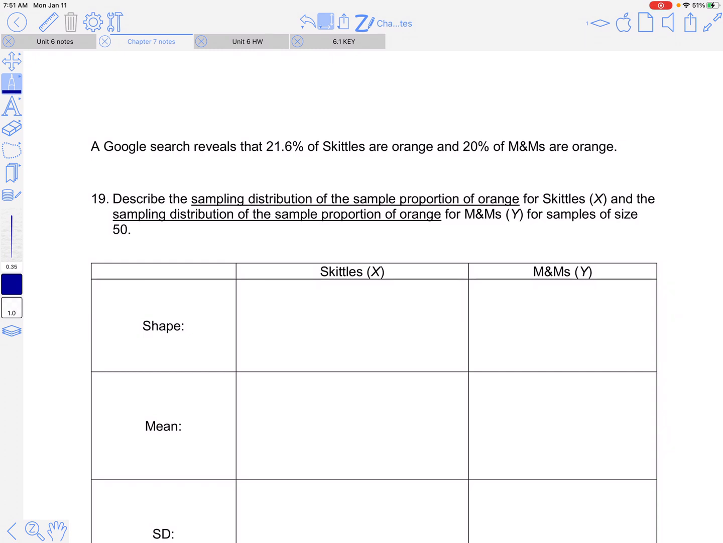Here we have the true, sorry, wrong symbol. Oh, that was mean, right? And I'm obviously working with proportions. We have the true proportion of Skittles at 0.216, and we have the true proportion of M&Ms at 0.2. So my samples right now are kind of pointless because I actually do have the true parameter here. But we're going to look at similarities between our sampling distribution that we just created and the true parameter there. So first we're going to look at them individually.